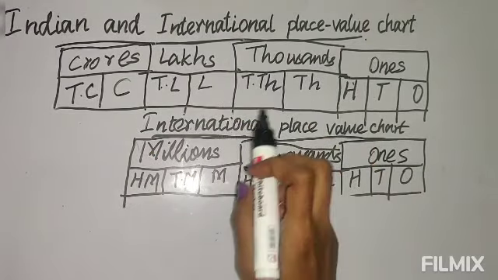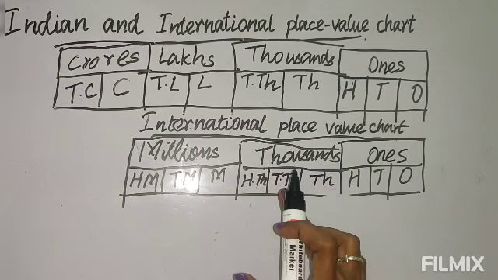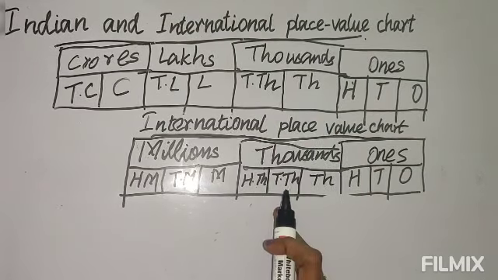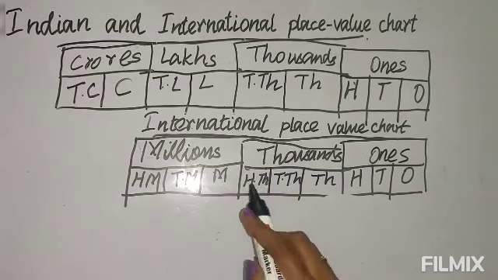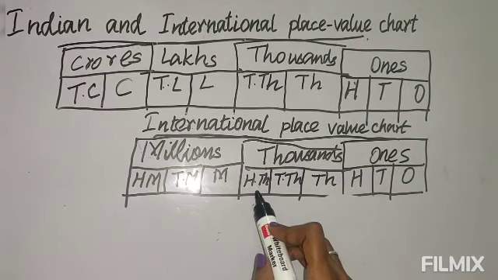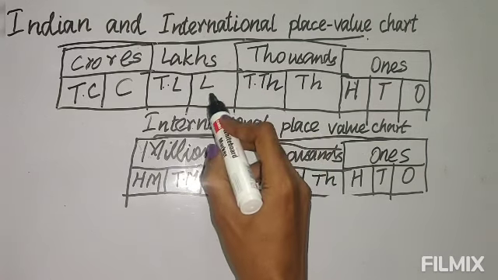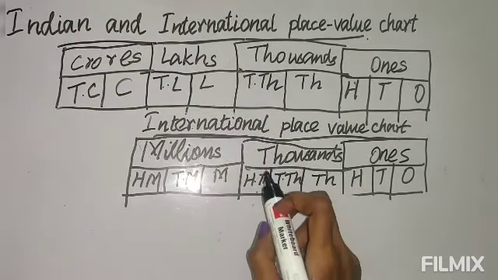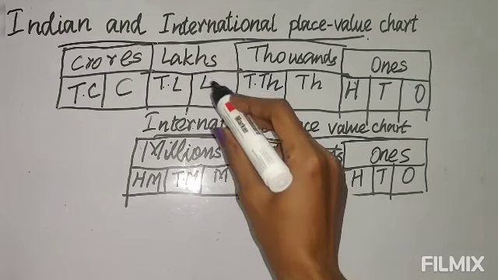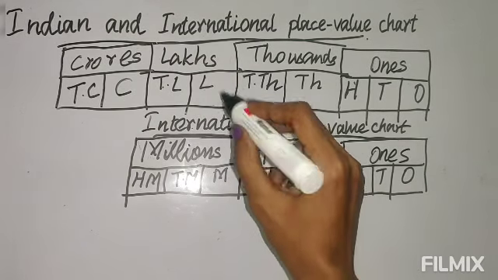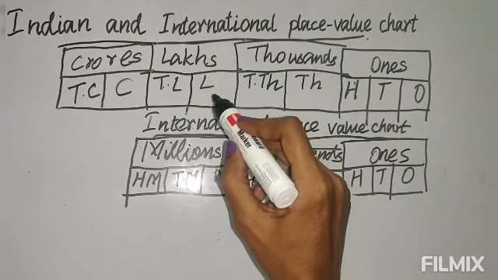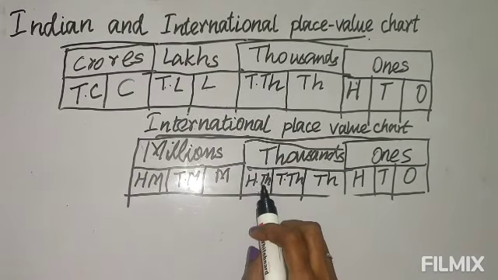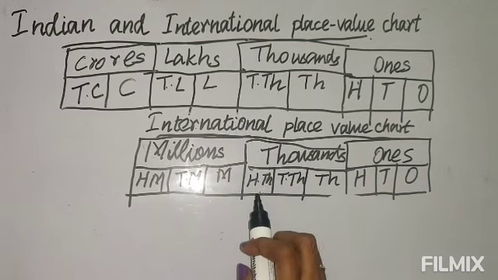So you must remember, up to 10,000 both will be equal in the Indian and International Place Value Chart. Up to 10,000 it will be equal, and after 10,000 comes 100,000 here, and after 10,000 comes the lakh place there. So this 1 lakh and 100,000 are equal. Both the values are same, but in India we call it lakh, and internationally, outside India, we call it 100,000. Both the numbers are same.